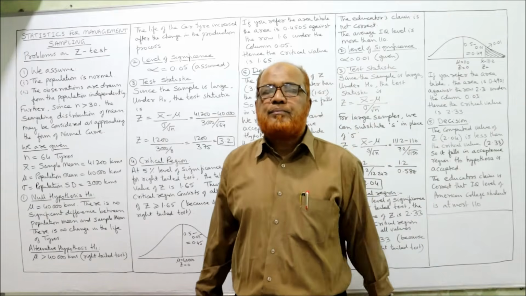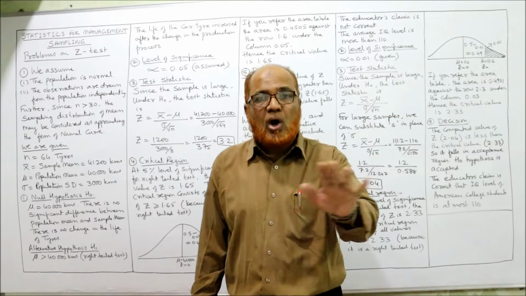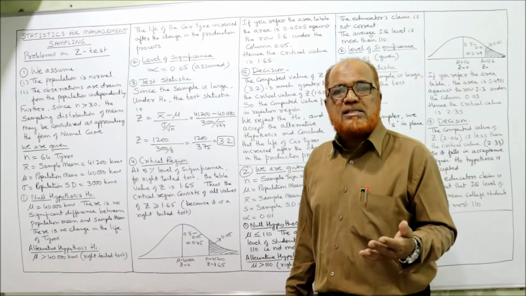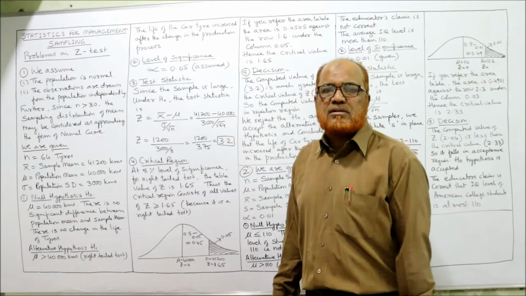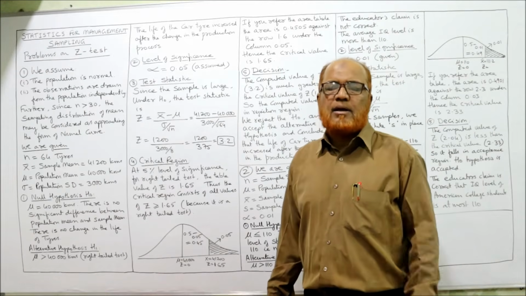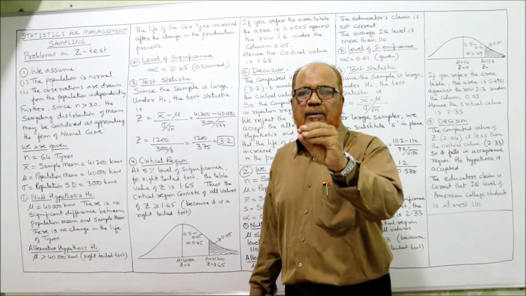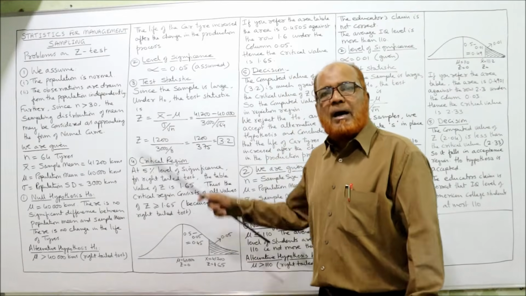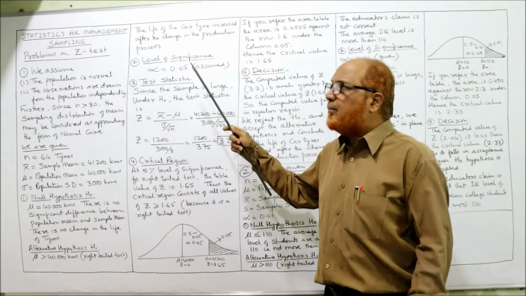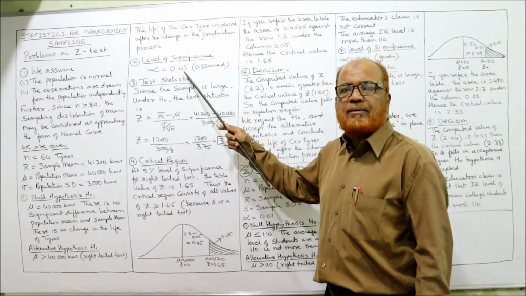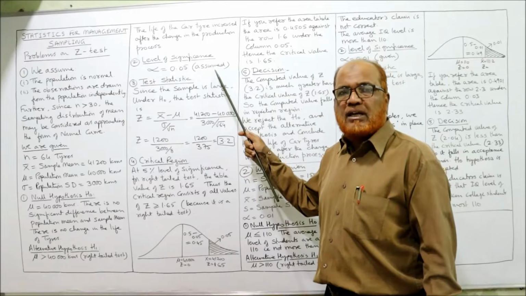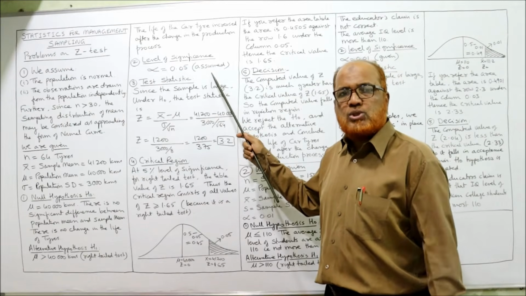In our problem, level of significance is not given, so I am assuming. Normally the assumptions are 5% or 1%. You can assume other percentages also, like 10% or 2%, but the normal assumption is either 5% or 1%. So I am taking it as 5%. 5% means 5 by 100, which comes to 0.05. Assumed. If it were given, we would have written given. It is not given, assumed.